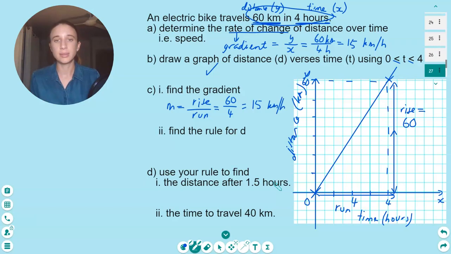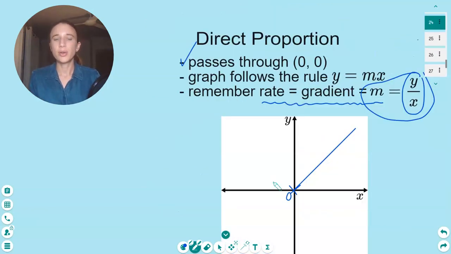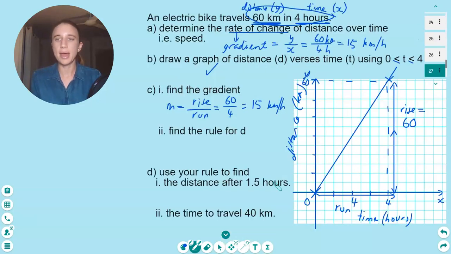Gradient equals rate. Find the rule for D. We know that graphs of direct proportion follow the rule y equals mx. So let's write just that basic rule, and then we're going to replace our variables in there, our real world variables. So our y variable was up the top here, distance.